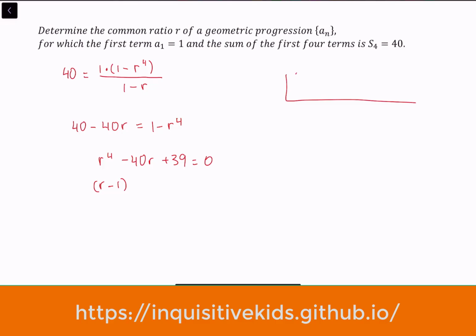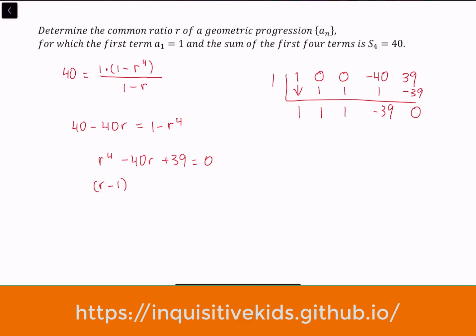The 4th degree term has a coefficient of 1. The 3rd degree term has a coefficient of 0. So does the 2nd degree term. The 1st degree term has a negative 40 as a coefficient, and the final constant is 39. And we're factoring out r equals 1. As you can see, this divides perfectly evenly.